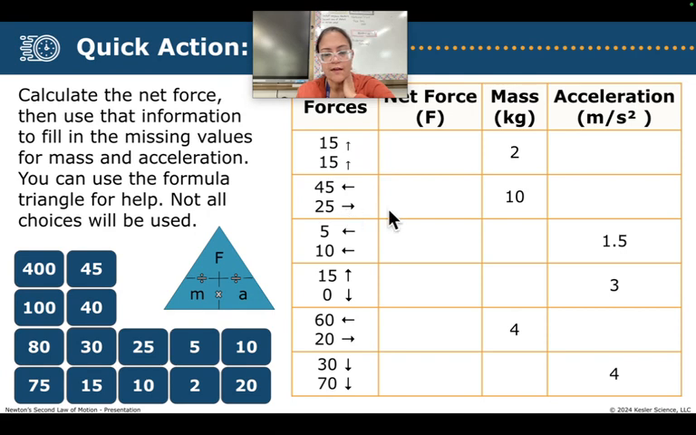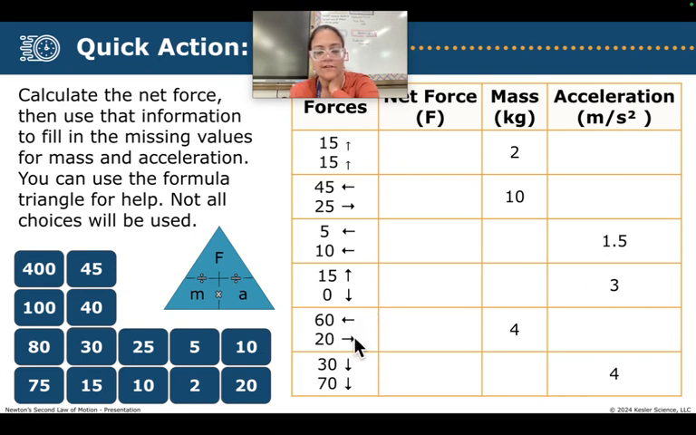45 to the left, 25 to the right, so you can figure your net force. You have the force and mass again, and not the acceleration, so you're going to divide the force by the mass to get that number. 5 to the left, 10 to the left, so you're going to add these together to get your force. You are given your force and your acceleration, so you're going to divide the force by the acceleration to get your mass. Here, 15 up, 0 down. Again, you're going to subtract since they're opposite directions to get your force. You're already given your acceleration, so you're going to divide force by acceleration to get your mass.